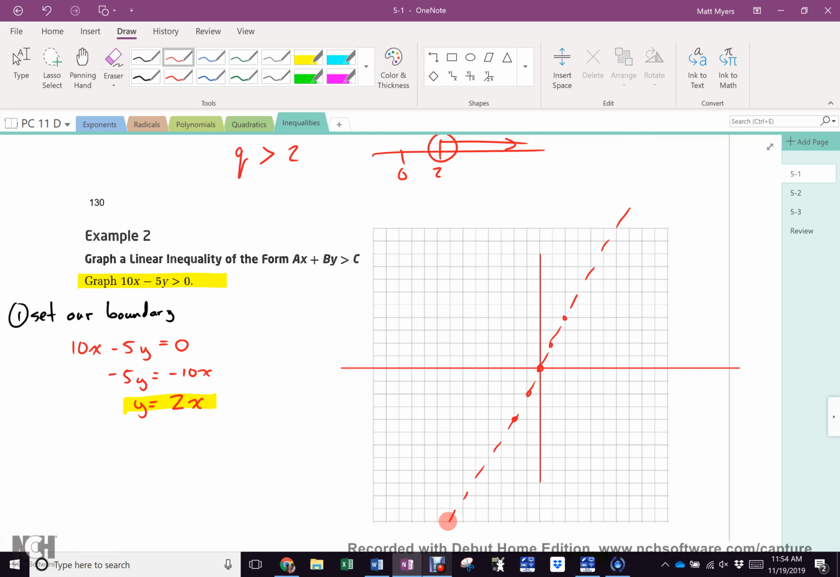Now, do you think anything else changes? Nope. All I got to do is shade. Now, this is a little bit weird, though. Check for shading. With what? What do we use? We usually use 0, 0. It's a test point, yeah? But I can't use 0, 0. Why? It's on the line, and we know the line doesn't work. So I have to choose another test point, yes?